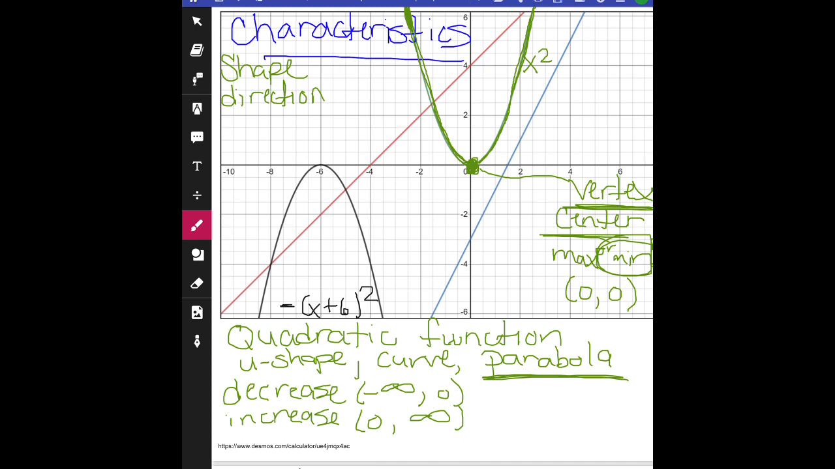What also is important on these graphs is this thing in the middle. It's an imaginary line that goes down the center. This imaginary line that goes down the center, we abbreviate AOS, but it's called the axis of symmetry. It's always going to be the x value of the vertex. This is that imaginary line that goes down the center, and it splits the graph in half.